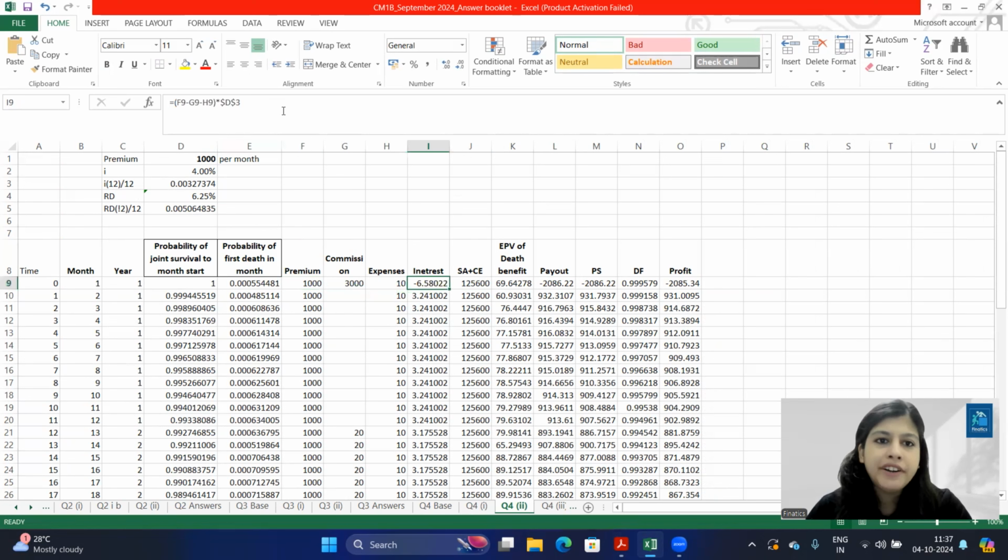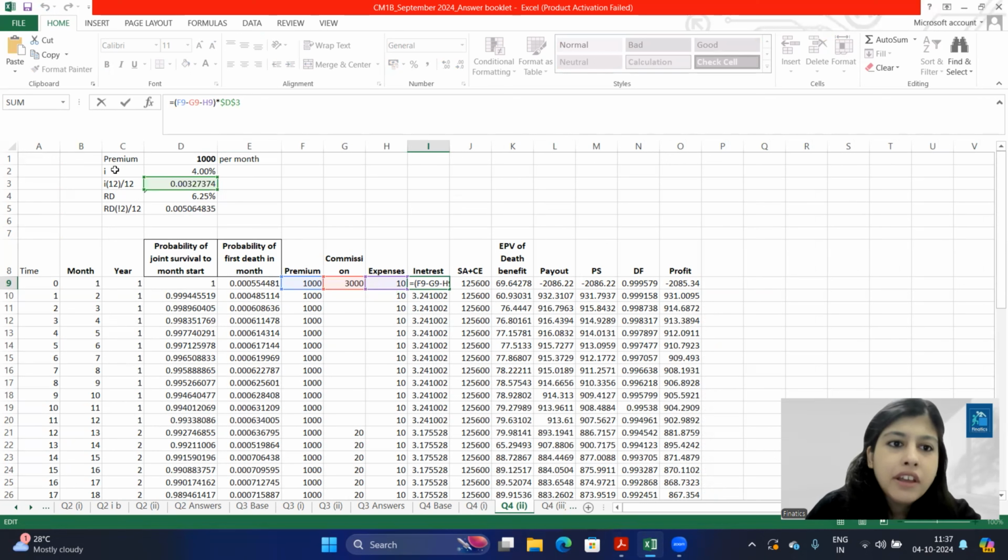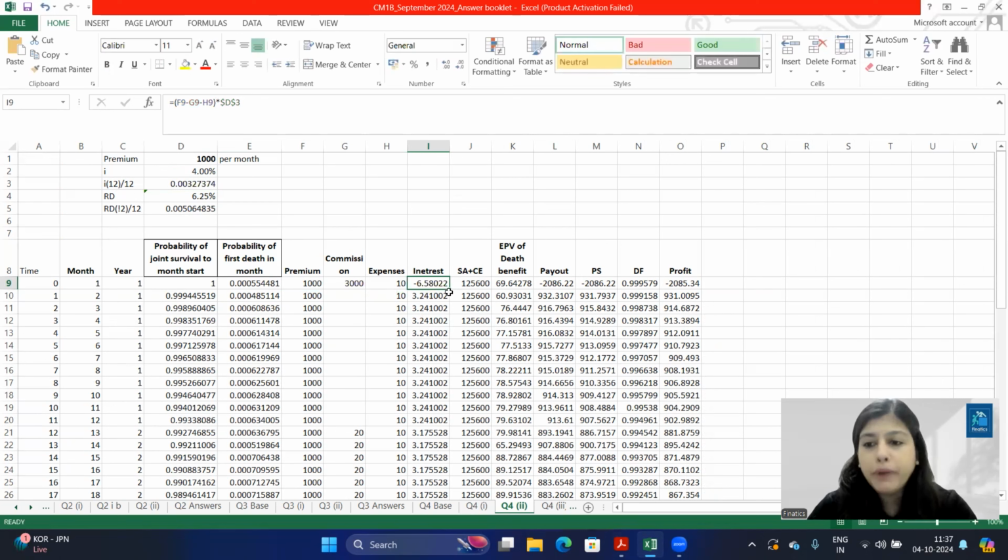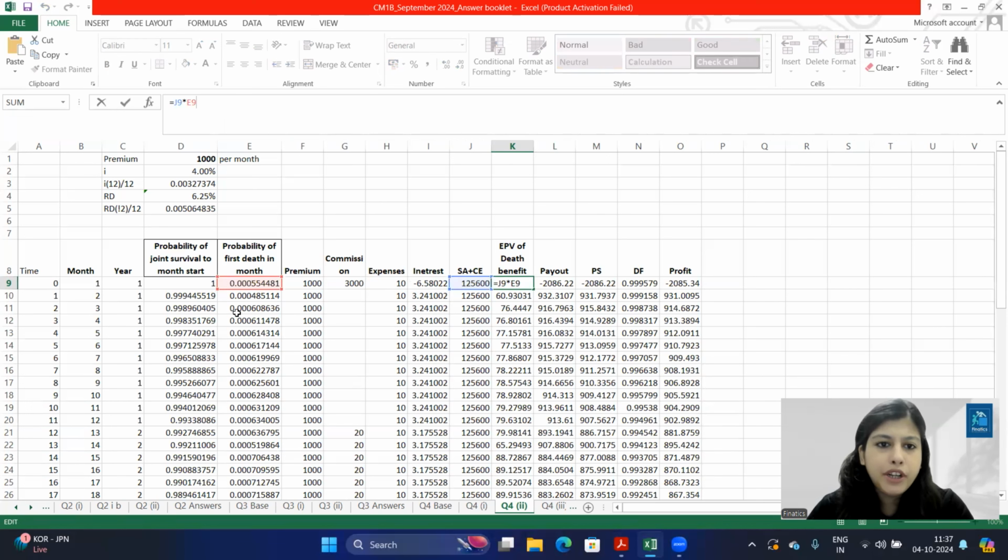Now for profit testing, we have the premium, we have commission, expenses. So you need to calculate interest. Interest is premium minus commission minus expenses, times I12 by 12. Remember to calculate I12 by 12 from the 4% given to you because you're doing it monthly. Then sum assured plus claim expenses. Then the EPV of death benefit is whatever this is times the probability of death in the first month. This gives me the EPV of death benefit.